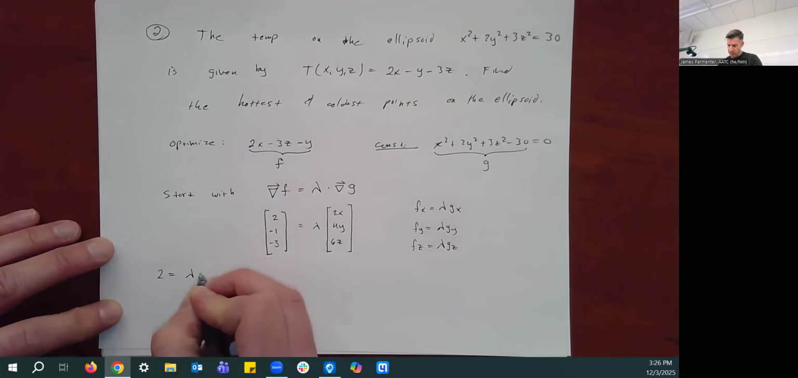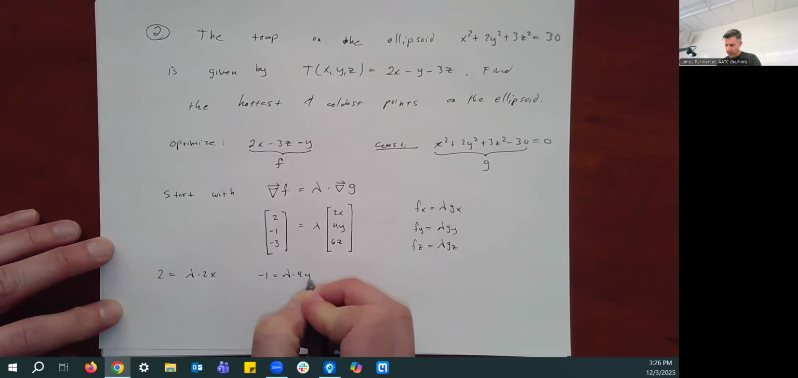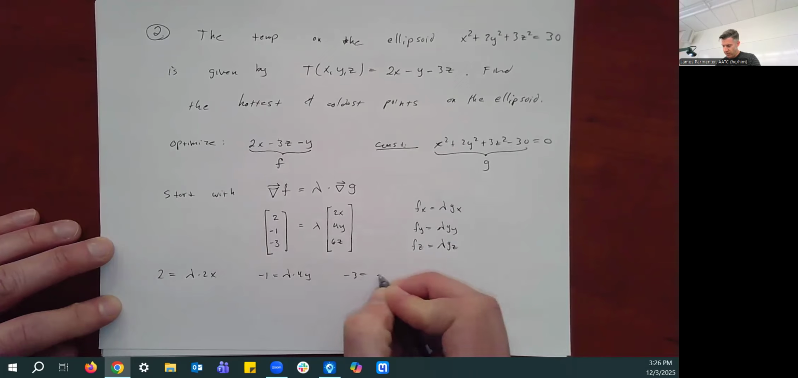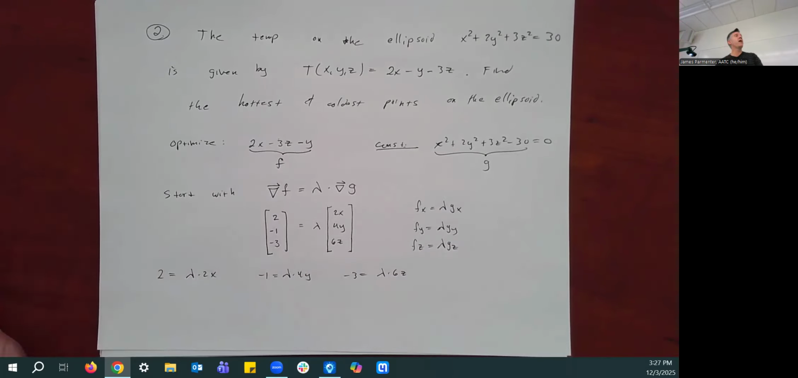So we have 2 equal to lambda times 2x and we have -1 equal to lambda times 4y, and we have -3 equal to lambda times 6z. And this is another situation where you could go either way. You could either solve each of these equations for lambda in terms of x, y, and z, or solve each of these for x, y, and z in terms of lambda. I am partial to the first thing I said. But again, you should do whatever feels more comfortable to you, as long as it's getting you to the end result.